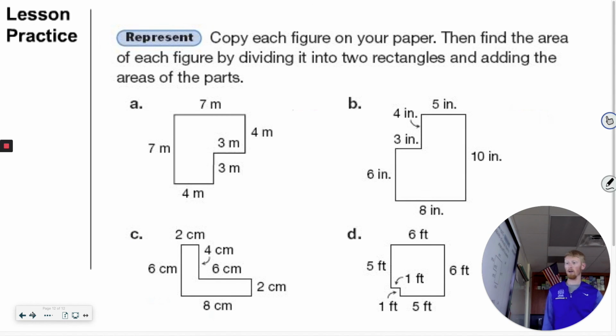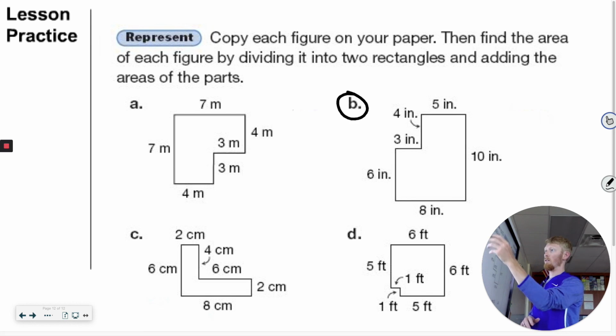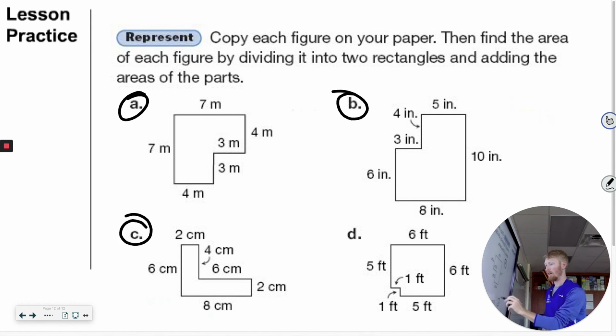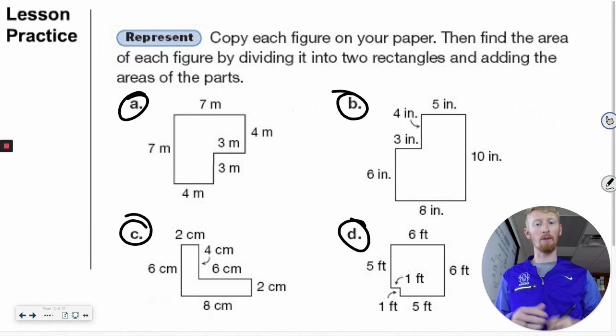All right, your lesson practice is 4 examples doing exactly what I did. So you'll have to figure out how you want to split up those shapes to find the area.